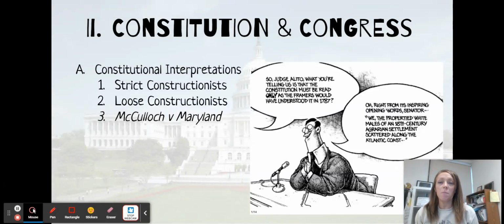Today we're going to be talking about different ways that the Constitution can be interpreted and then different powers that Congress has. So let's get started.